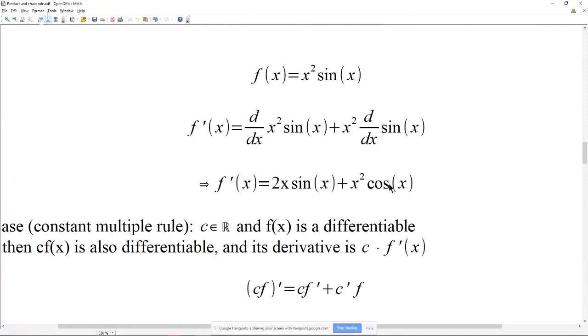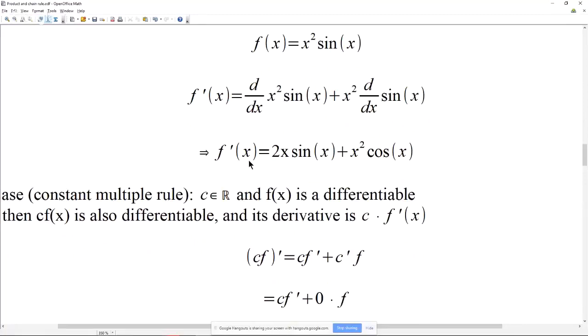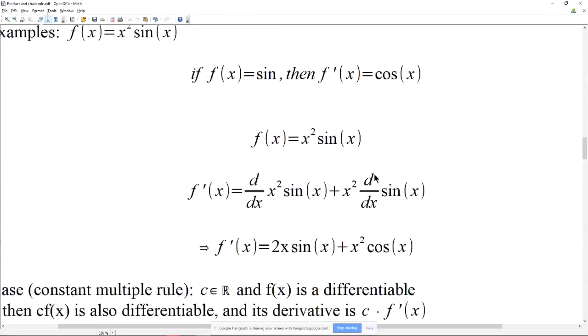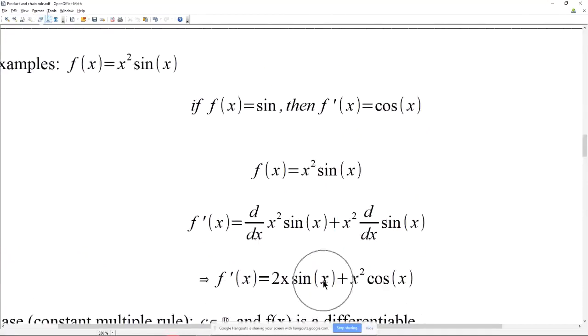You'll have to prove it later on. I don't want to do that proof. It's not an easy proof, but I've done it before. So my derivative is equal to 2x sine x plus x squared cosine x. That's the derivative of this formula. That's different from just saying it's 2x cosine x, which I'm sure a lot of calc students do by mistake.